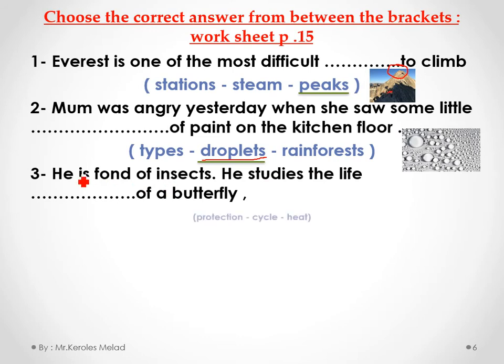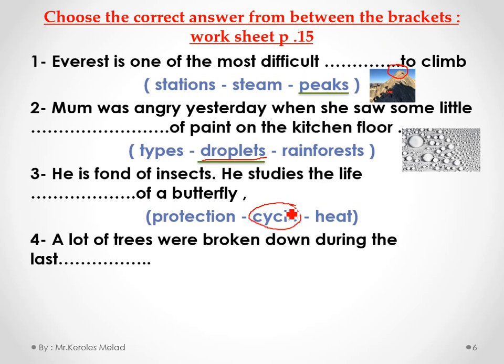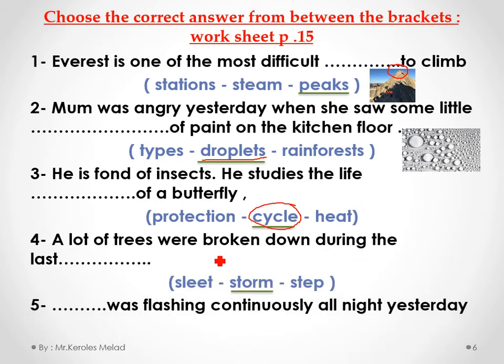Number 3. He is fond of insects. He studies the life cycle of a butterfly. Number 4. A lot of trees were broken down during the last storm. Number 5. Lightning was flashing continuously all night yesterday. It was lightning.